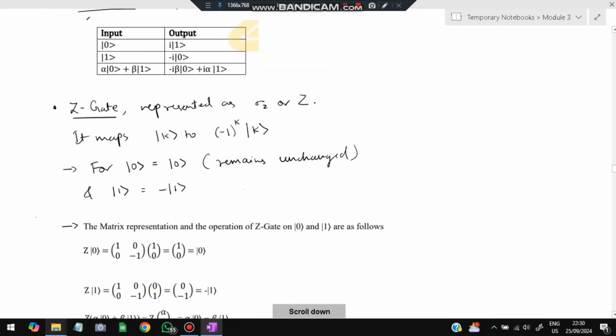The third gate which we have in the Pauli matrices is the Z gate. It is represented as sigma Z or Z. It maps k to minus 1 power k into k.